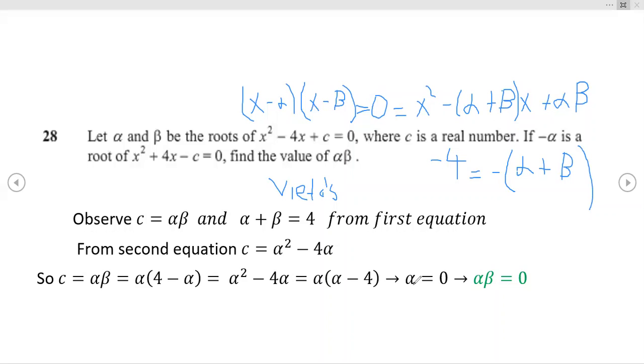And so I concluded right then that alpha had to equal 0. And if alpha is equal to 0, alpha beta is certainly equal to 0, and you've completed the problem. Remember, it says find the value of alpha beta, so you're done with the problem. Now, I did leave out one step right here. If you string this together with this, you would get alpha times 4 minus alpha.